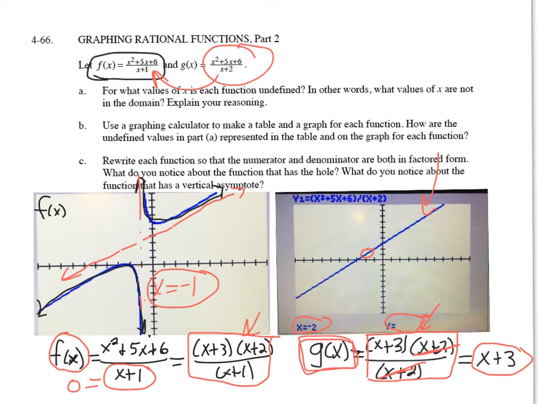So if you were to graph this by hand, what we would want you to do is draw in the graph that you'd see on your calculator, put a little circle there, and then you can continue with your line.